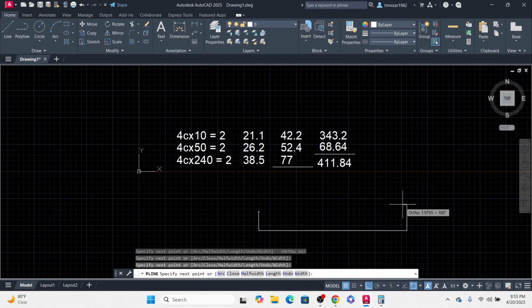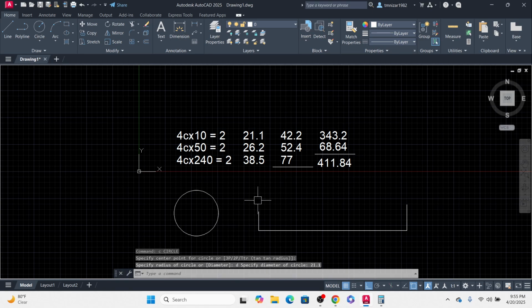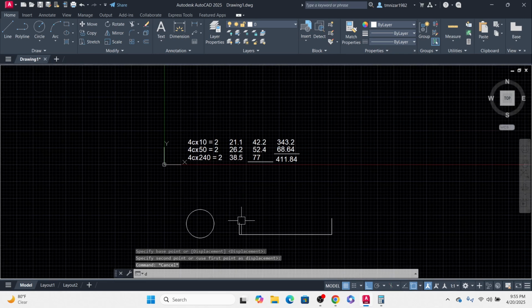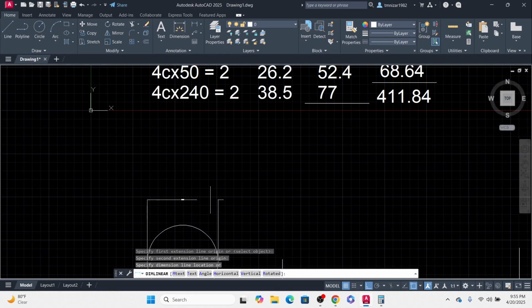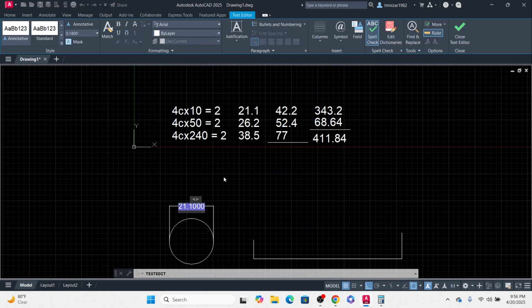So this is calculating by the drawing method. Let's make a circle with diameter 21.1. Okay, let's go down. Double click, so you see 21.1.